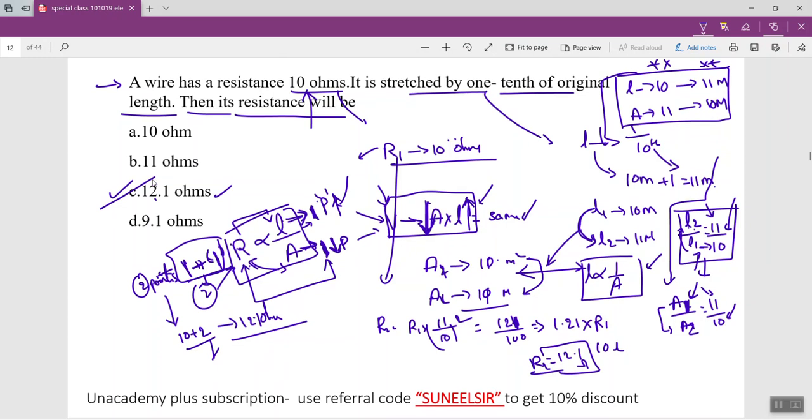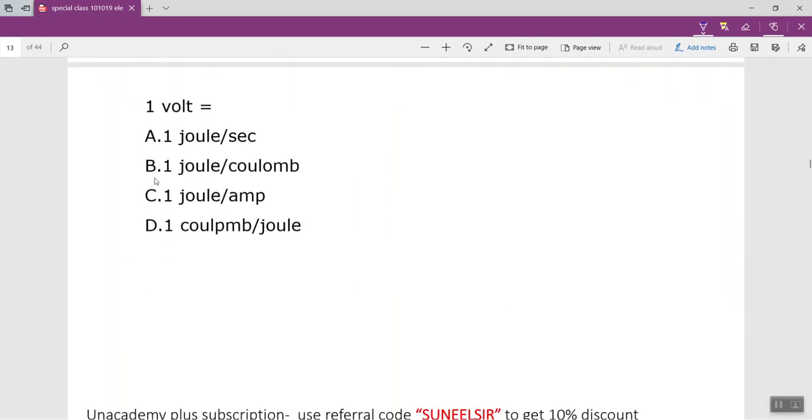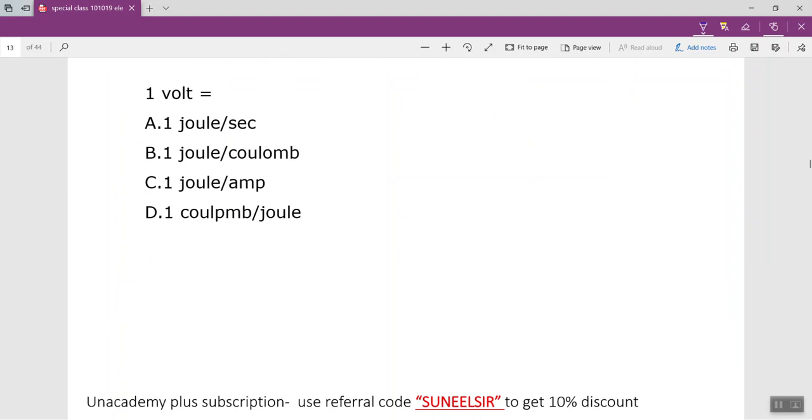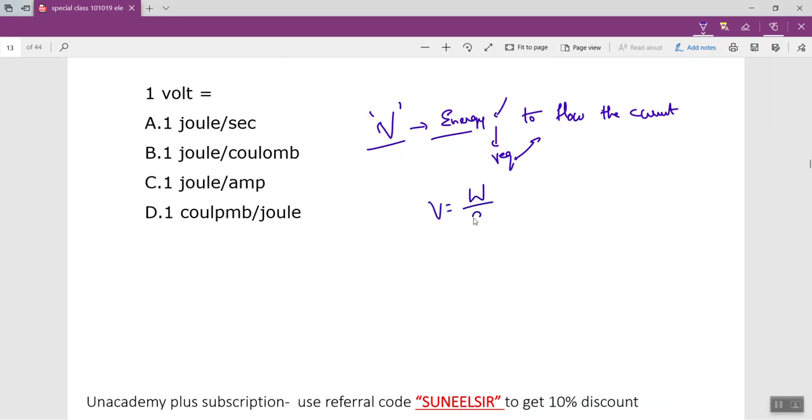Okay, and the next question. 1 volt is equal to dash. We know very well voltage. Voltage is nothing but the energy given to flow the current. It is the energy given or required to flow the current. And this value V we can also define as work by charge, work done per unit charge.